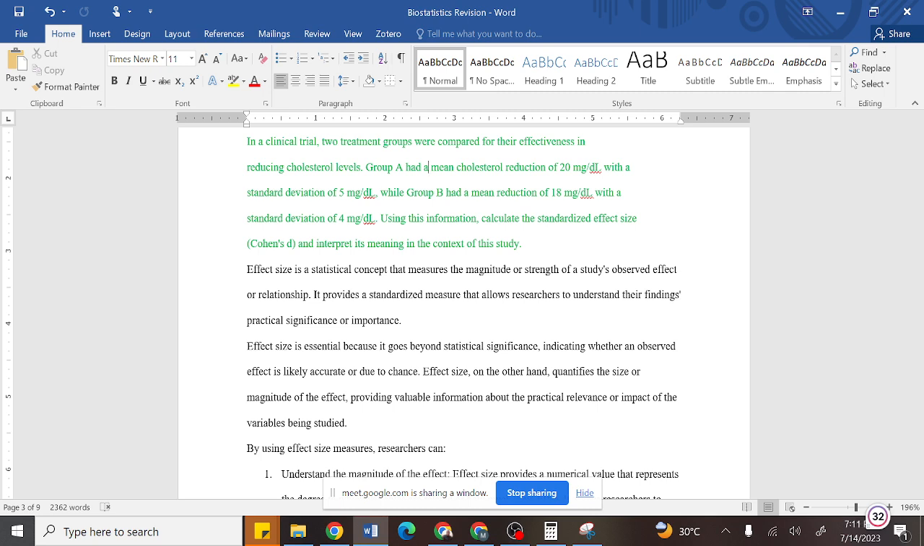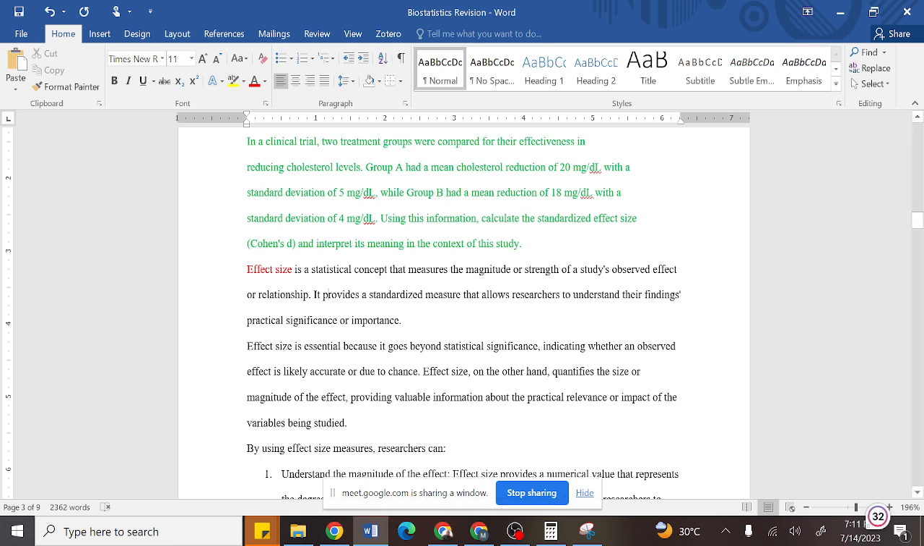Now, let's go to the theory before we come to the calculation. The first concept that we have is what we call the effect size. And this is what I always want you to do when we are faced with such a question. When you're faced with such a question, underline the key terms.